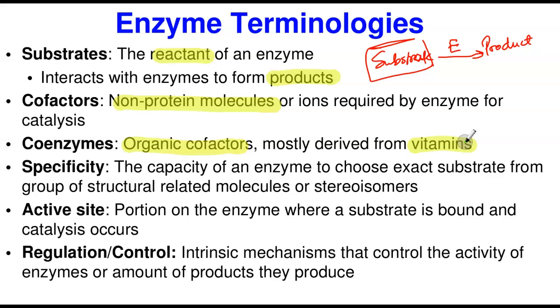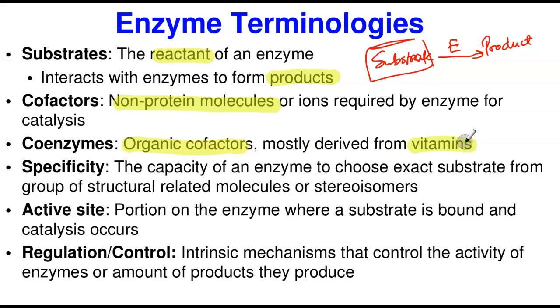Specificity. What is specificity? The capacity of an enzyme to choose the exact substrate from a group of structurally related molecules or stereoisomers. So like I said earlier, enzymes are highly specific. So the ability for it to make that choice, that this is a particular substrate or a particular reaction that I will catalyze, is what we call the specificity of an enzyme.